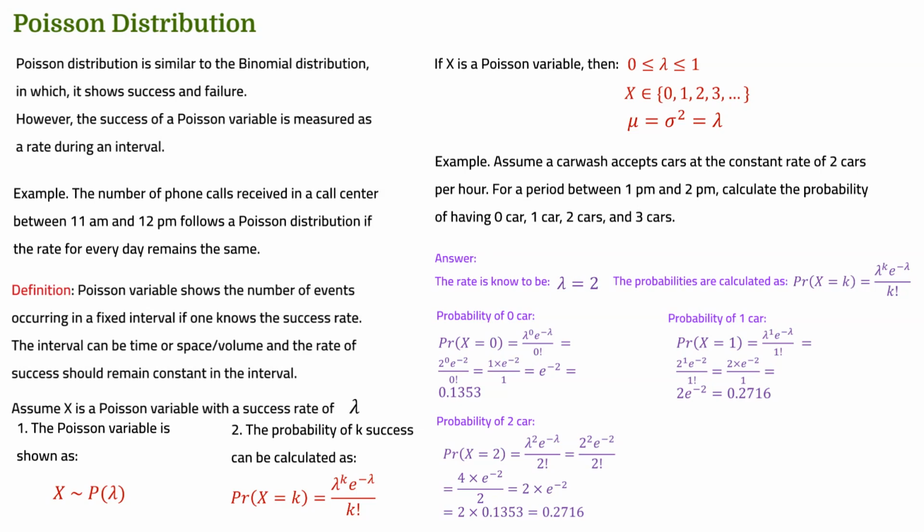Probability of two cars, when k is now equal to 2, it will be lambda^2 e^(-lambda) divided by 2 factorial. Substituting lambda equal to 2 will be 2^2 e^(-2) divided by 2 factorial, which will eventually be 2 times e^(-2), which is shown to be 0.2716.